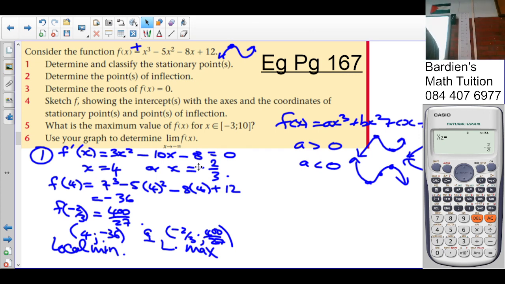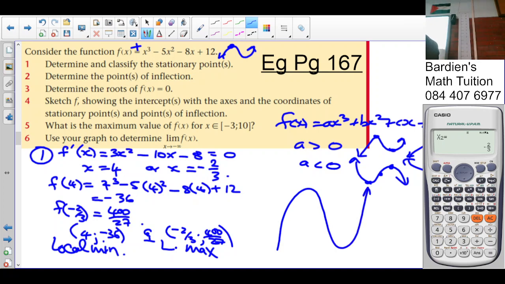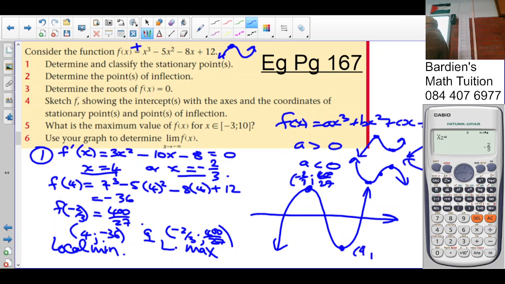Sorry? You see that this is positive. Okay? If the graph is positive, the graph goes up and down. You will see when we do this graph how it's going to look. Okay? So now, coming from left to right, which one comes first? Negative 2/3 or 4? Negative 2/3. So this has to be negative 2/3 and 400 over 27. And this one is your local min, which is of course 4 and negative 36.